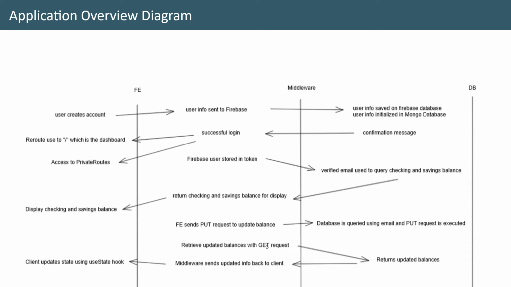It retrieves, gives a put request to update, like a deposit, for example, to the database is queried, and then it uses the email to cross-reference in the database. The put request is executed, and then a get request retrieves the balance from the database, and then the middleware sends it to the client to then store in the hook, the useState hook.